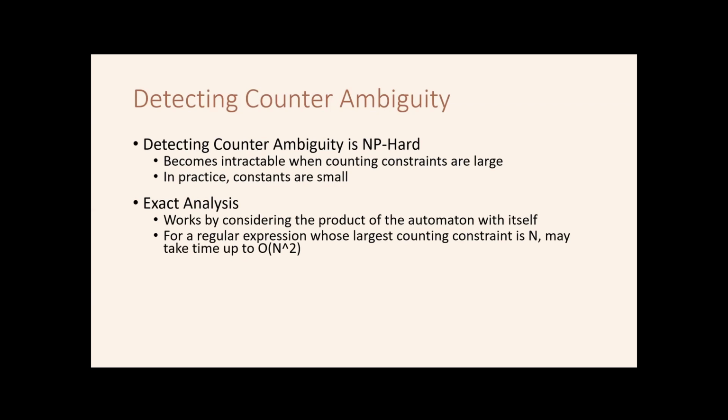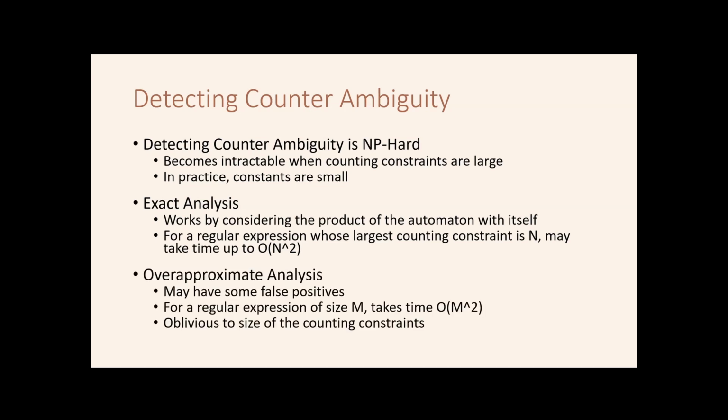In this technique, if you have an expression where the largest counting constraint is of size n, then the analysis might take up to time n squared. This works by constructing the product automaton of the automaton with itself.